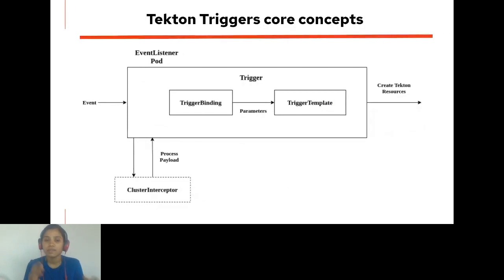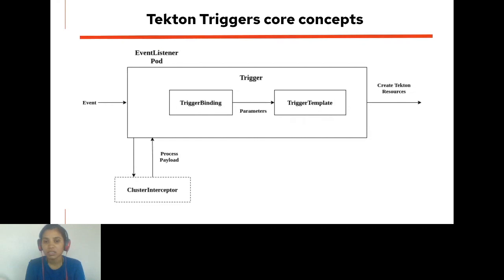So we saw those are the different concepts, but I just want to show how they are interconnected with each other with a diagrammatical view. As I said, when I apply the event listener YAML, it creates a pod and Kubernetes service for me, and that pod continuously watches for the incoming event. So you can see that an event is coming to the event listener pod.